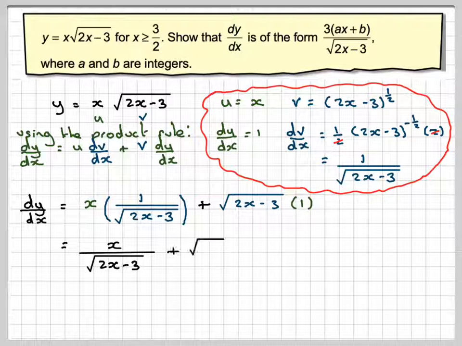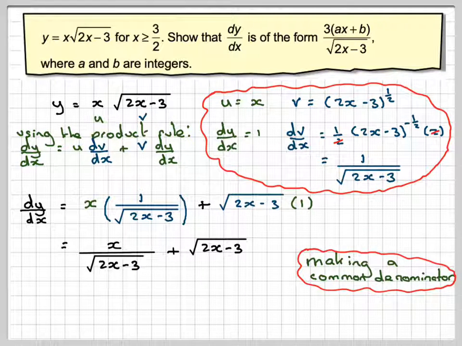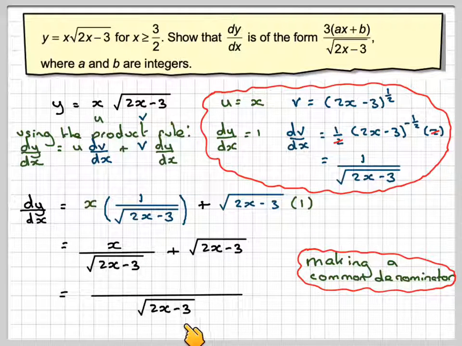Tidying that up a little bit, this becomes x over the square root of 2x minus 3 plus the square root of 2x minus 3. What we're going to do is now make a common denominator, because this is over 1, so I'm going to make the common denominator square root of 2x minus 3, which means that will still be x, but this will be square root of 2x minus 3 times the square root of 2x minus 3.